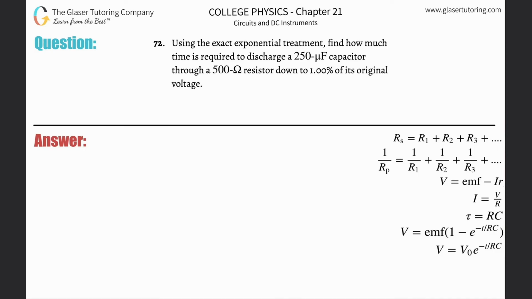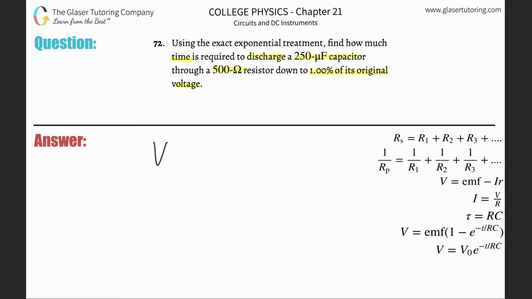Number 72. Using the exact exponential treatment, find how much time is required to discharge a 250 microfarad capacitor through a 500 ohm resistor down to 1% of its original voltage. Alrighty. So we have to use the discharge formula.